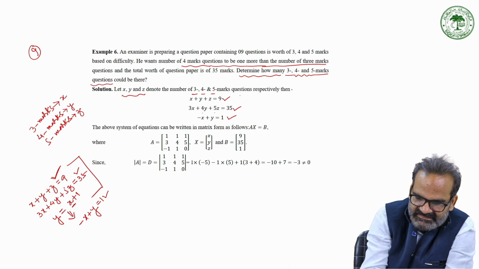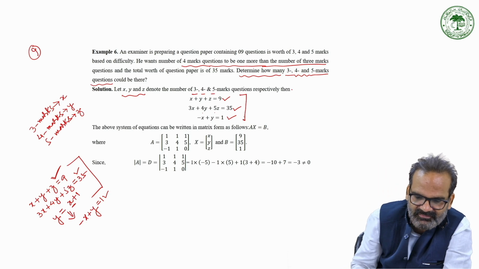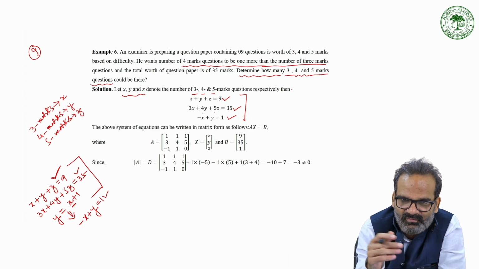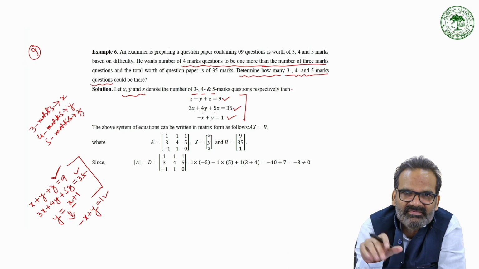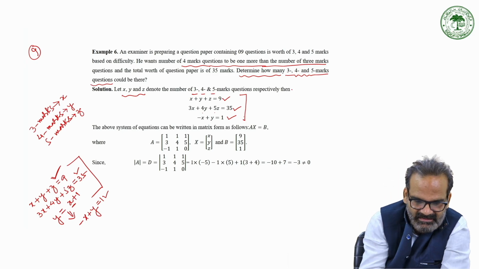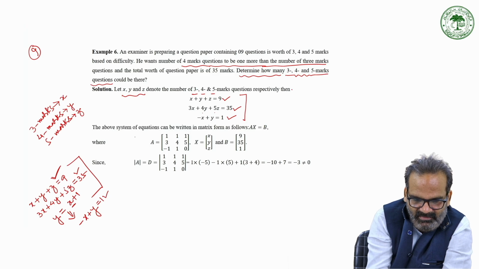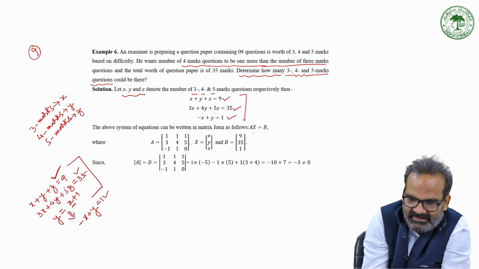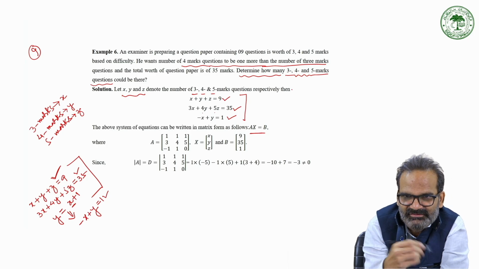See, this is again a system of linear equations. Now we will solve it by Cramer's rule. So first, transform the system of linear equations to the matrix equation Ax = b. As usual, the above system of equations can be written in matrix form as follows: Ax = b, and you know what A is?